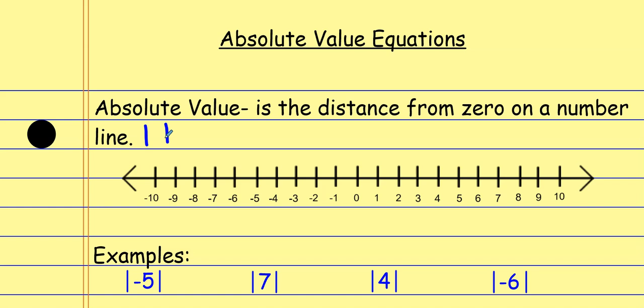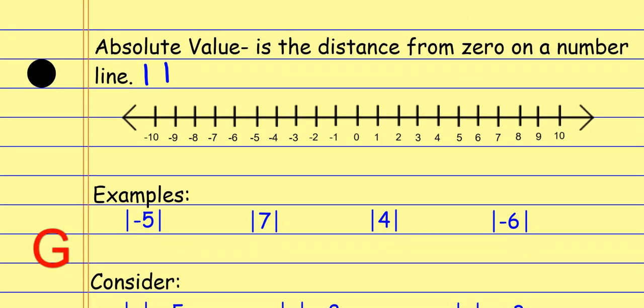For example, I've got my number line here. Right here, it says the absolute value of -5. So think about where -5 is right here. Count how far away from zero it is. So here's zero. Ready? Let's count. 1, 2, 3, 4, 5 units away. Okay? And even though we're counting in the negative direction, the distance is 5 units. So the absolute value of -5 would be +5.